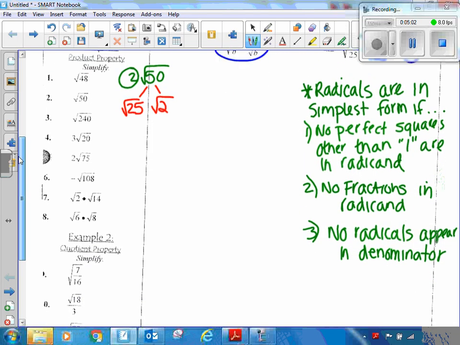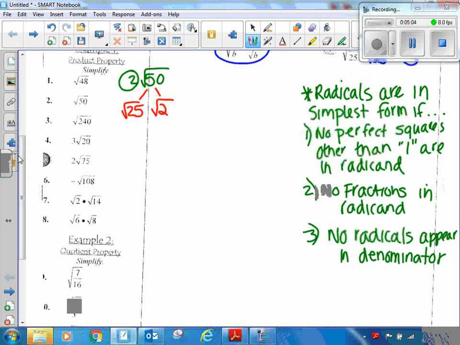Now I have to evaluate what I have. The square root of 25 is 5, and the square root of 2 cannot be simplified anymore, so it stays as the square root of 2. So the answer to number 2, simplified, is 5 square roots of 2. Next example, number 4.